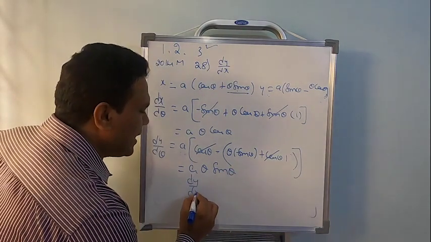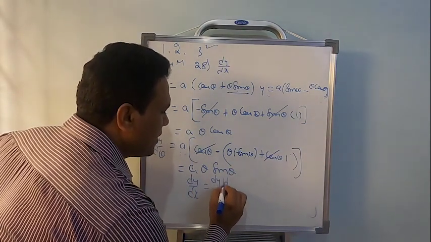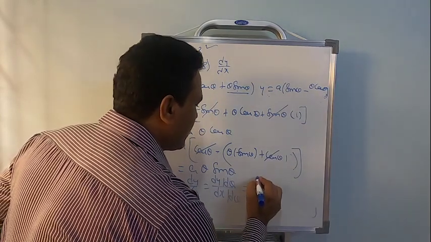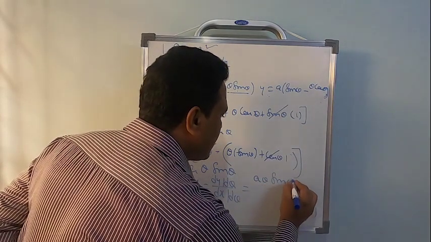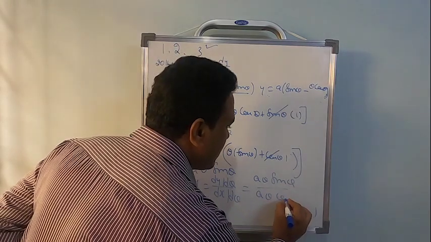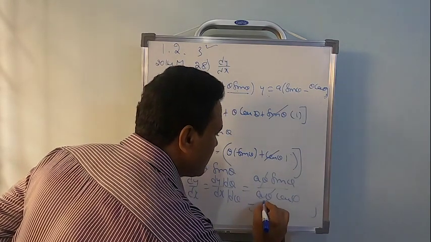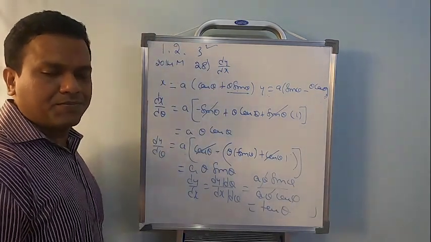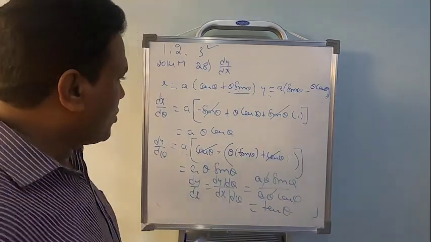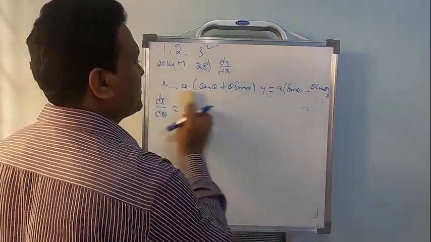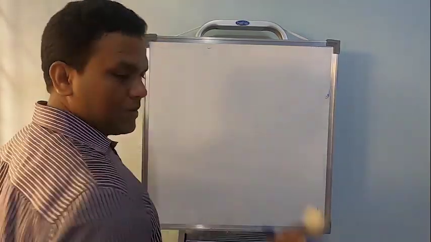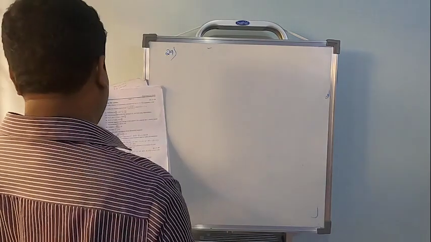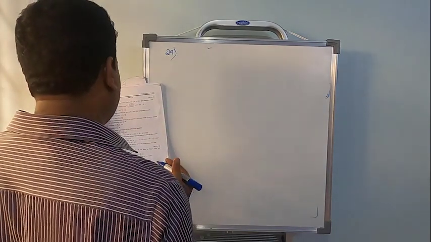So finally I will write dy by dx formula, which is given by dy by d theta by dx by d theta, given by a theta sin theta by a theta cos theta, cancel. Now the final simplest form will be tan theta. Now the next is problem number 29. So 28 and 29 are fixed for the differentiation concept.